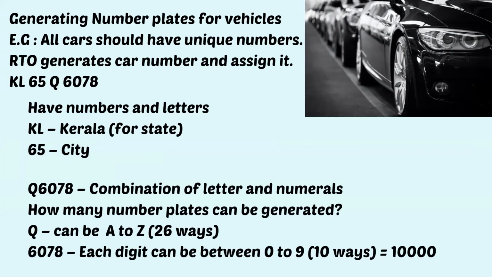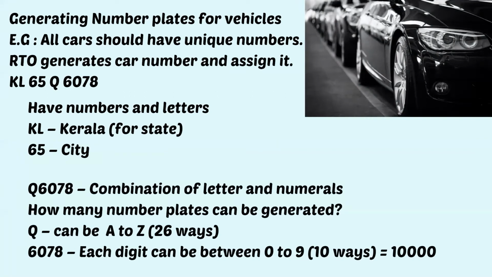So we have the KL. You all know it stands for the state to which it belongs. KL is for Kerala. Then 65 is for the city. Then we have the data, Q6078. It is a combination of letters and also numbers.